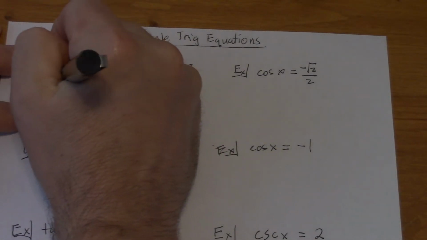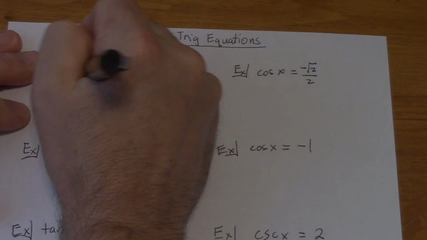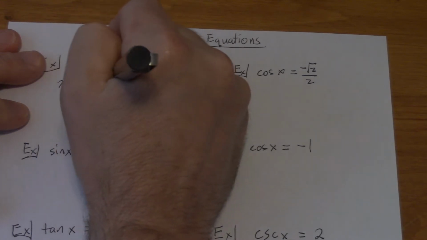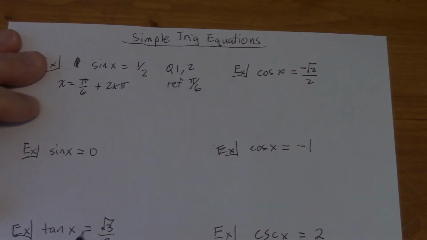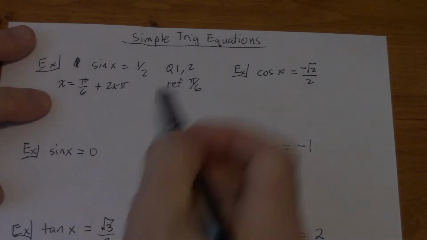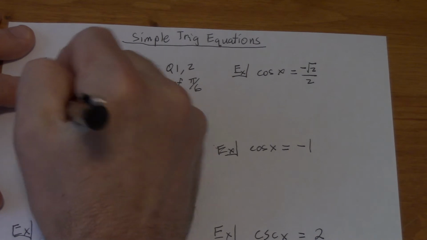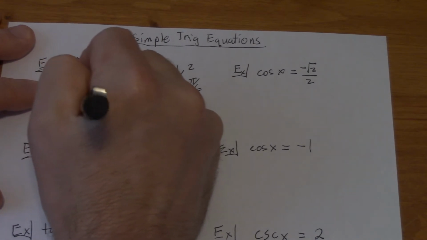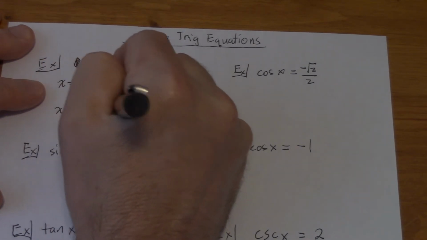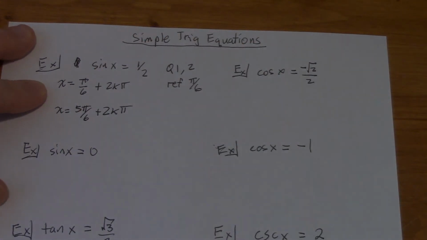So here's how we're going to write our answers. We're going to say pi over 6 plus 2k pi. That's all the answers that would go along with pi over 6. The second quadrant angle, we subtract pi over 6 from pi. And that would give me 5 pi over 6. And there we have it. That's all the possible answers you could have for that particular equation.